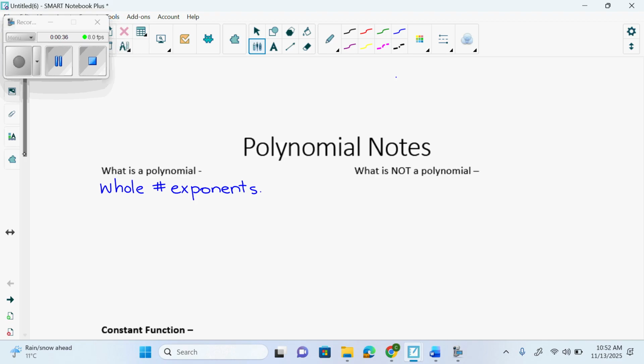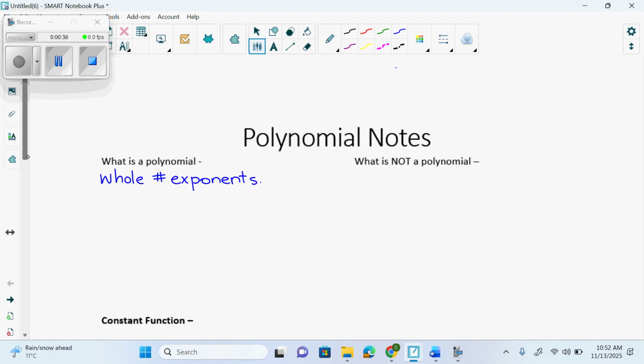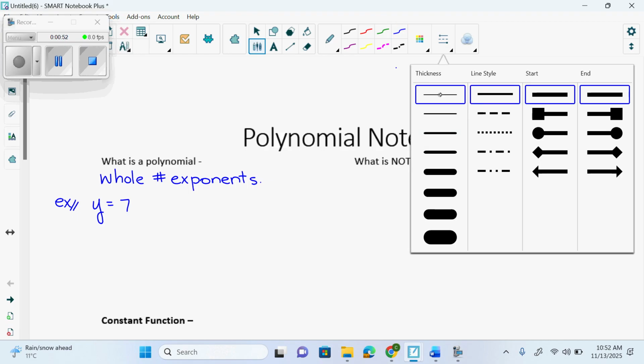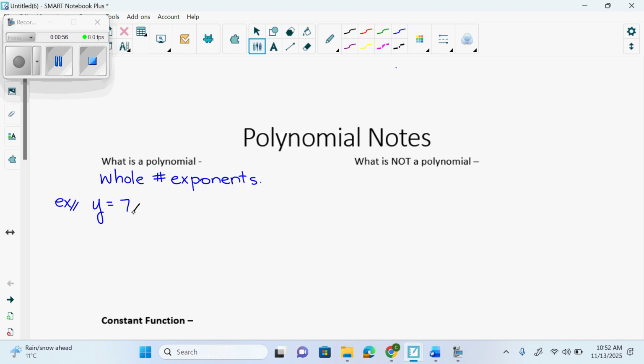Constant function, and then we go linear and quadratic. But I'm going to give you those examples for now. One of them would be like y equals 7. That's a constant function because if I give it a variable, the variable I would give is x to the 0, right? I can write anything to the power of 0. What's anything to the power of 0? 1. Anything to the power of 0 is 1.